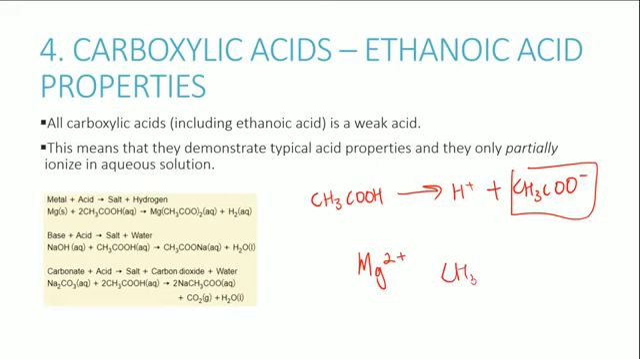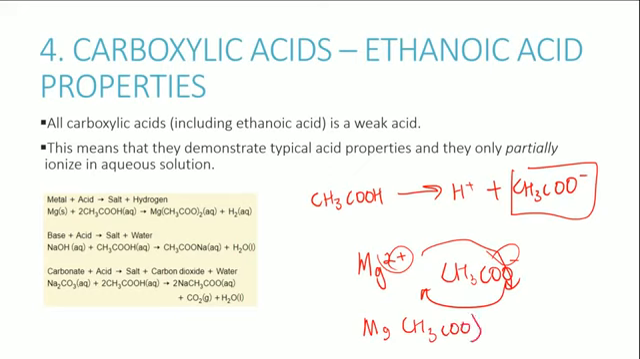And so if you know that, then if you're adding that to magnesium, it's simply magnesium ions combining with the ethanoate ions. And so if you of course change the oxidation states around, you'll find you get Mg(CH3COO)2, and you put that in brackets 2, just like how you formulate any other chemical formula.